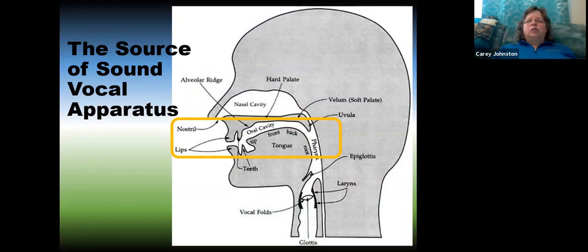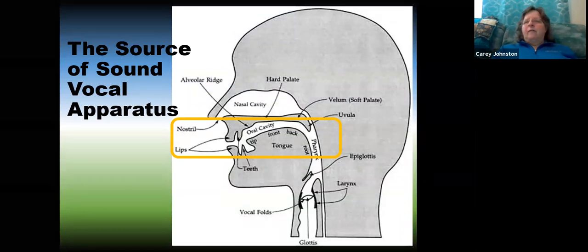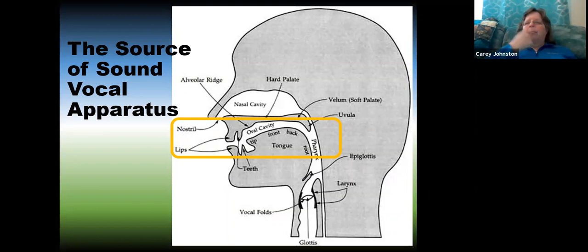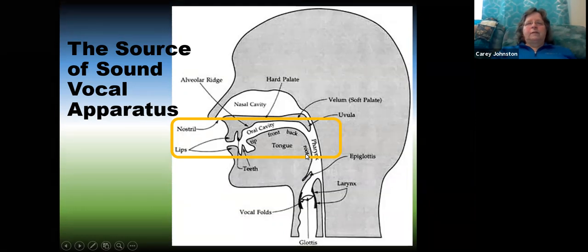So we're looking at the source of sounds and how they are made in the human vocal apparatus. This is a picture of the human vocal apparatus. And in this yellow block here, we have the nostrils, we have the lips, we have the teeth, which is also called the dental. We have the oral cavity, the space kind of in your mouth. We have the tongue, the tip of the tongue, the front of the tongue, the back of the tongue, the root of the tongue. And so these all play a part in how sounds are made.